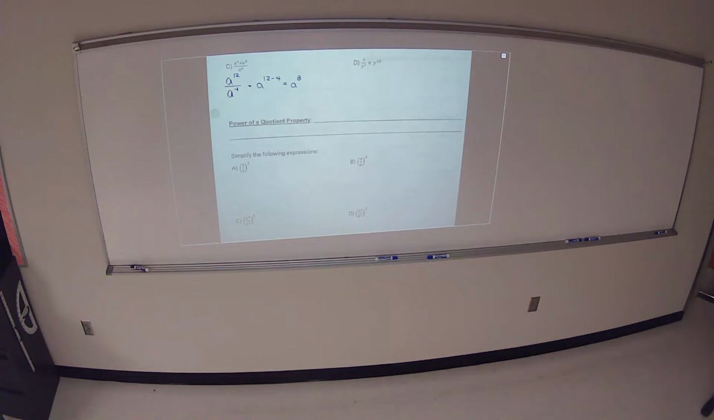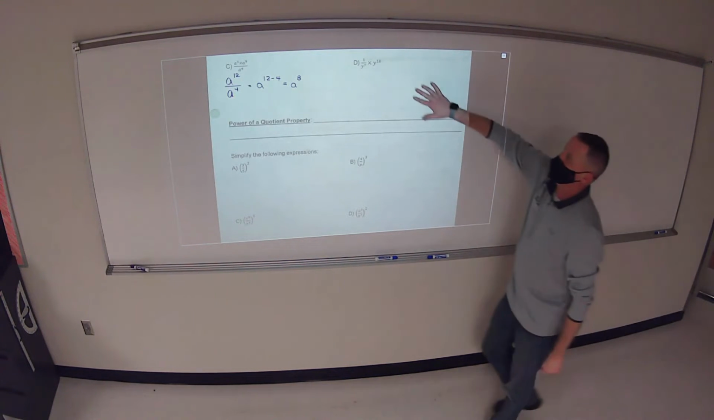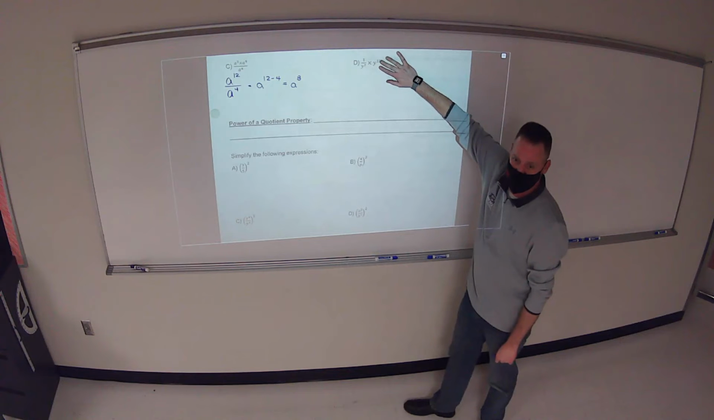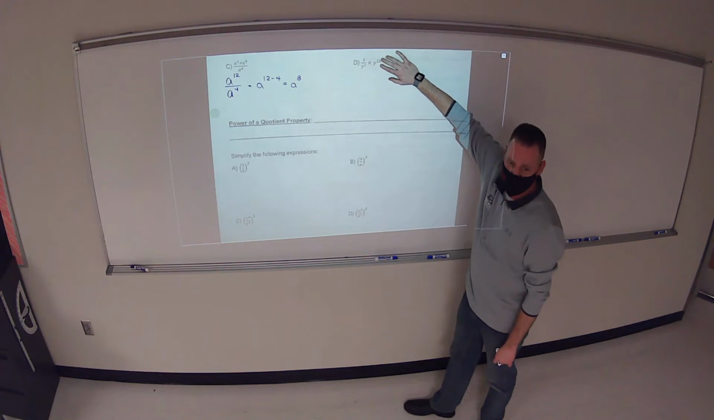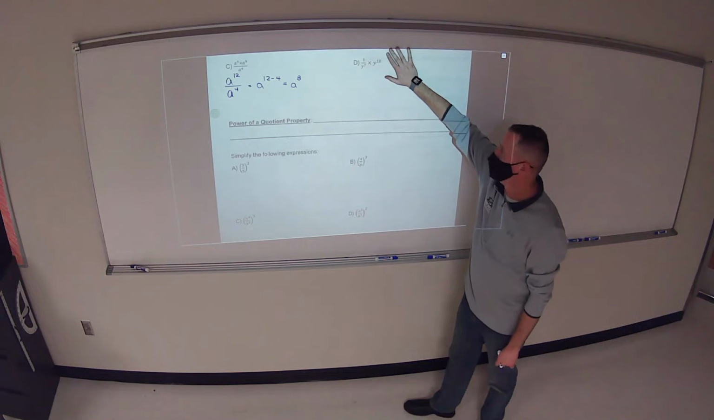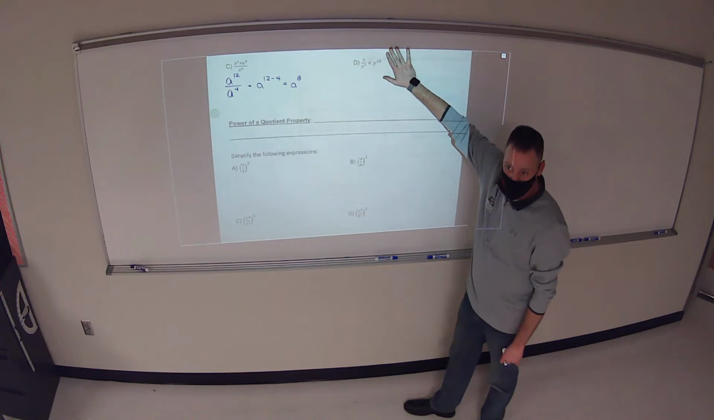Now, letter D. This one always throws people off. How am I going to use the quotient property? It's not a quotient. Your first step is to make it one. Now, how do we make it one? Well, I can make this second one into a fraction, couldn't I? How do I make that into a fraction? I put a 1 on the bottom of it.